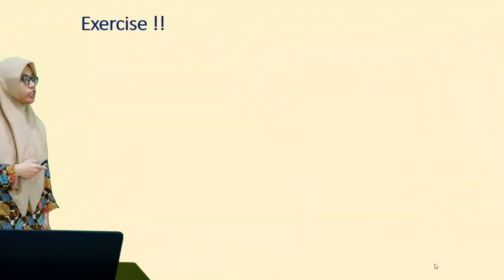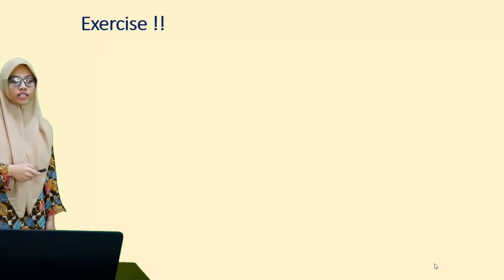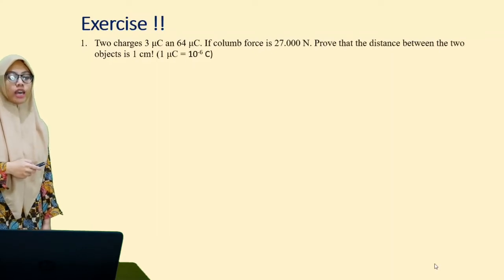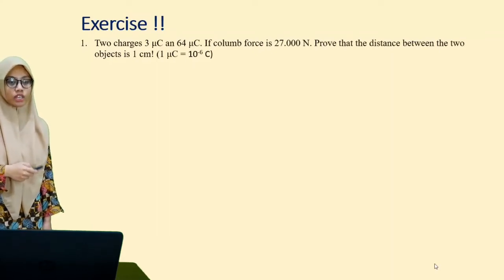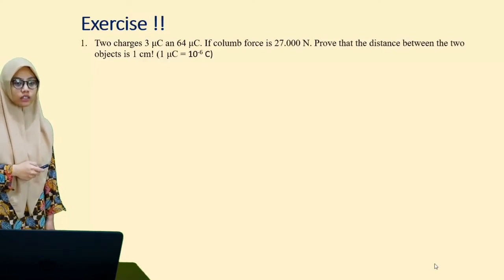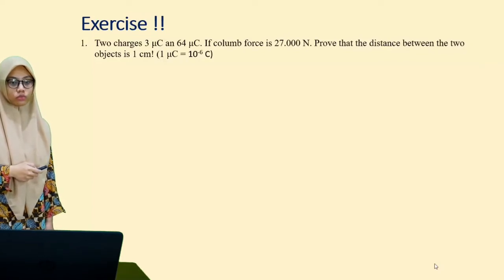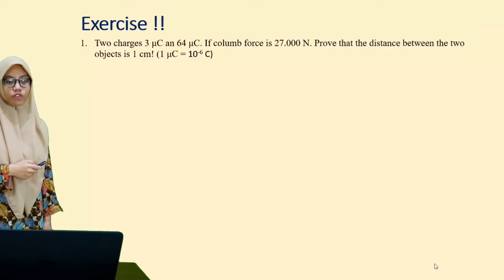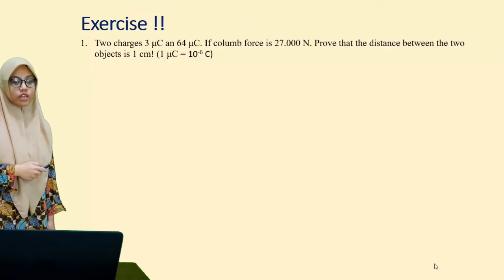Okay, now we go to the exercise. Here I will give you 3 exercises and you must answer the questions in your textbook. The first question is about electrostatics. The question is: 2 charges, 3 microcoulomb and 64 microcoulomb. If the coulomb force is 27,000 Newton, prove that the distance between the 2 objects is 1 centimeter. 1 microcoulomb equals 10 to the power of minus 6 coulomb.